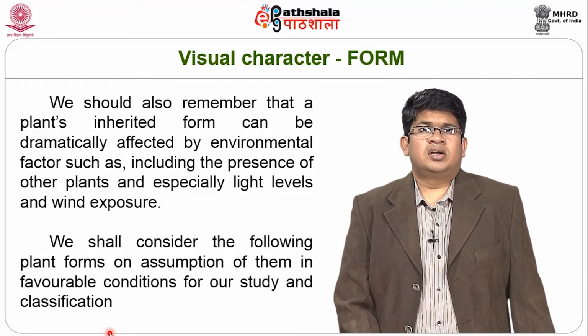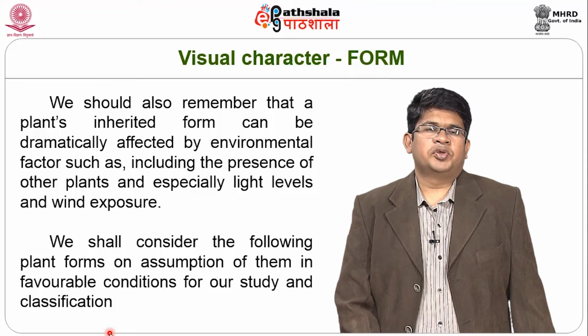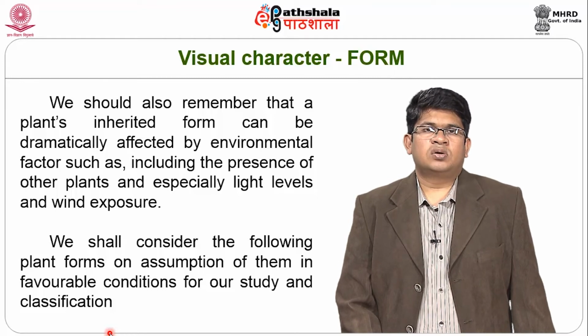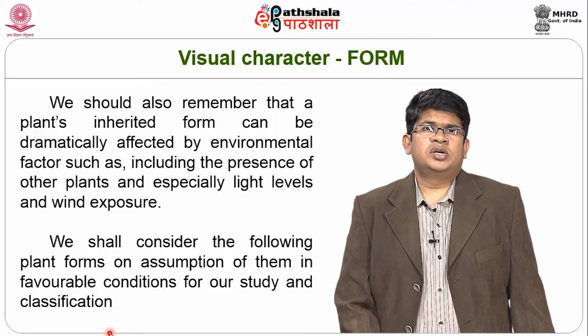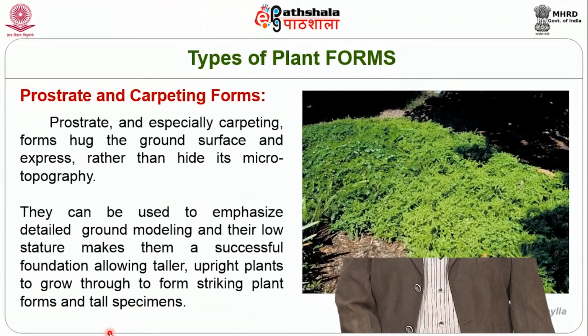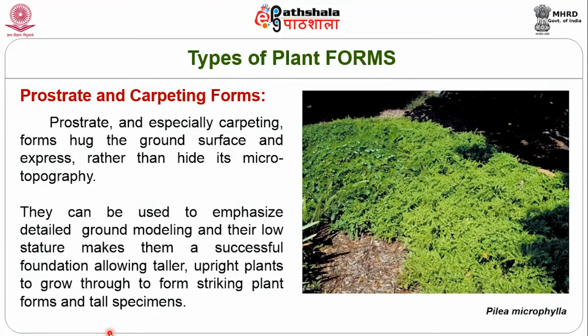Maybe it could be a flood, it could be a cyclone, maybe extreme weather conditions, heat or cold, frost. All these play a role in how a plant expresses itself, or how a plant grows, and how it shows out its form. Now, we shall see the different types of plant forms in terms of their classification. The first we see here is the prostrate and the carpeting forms.